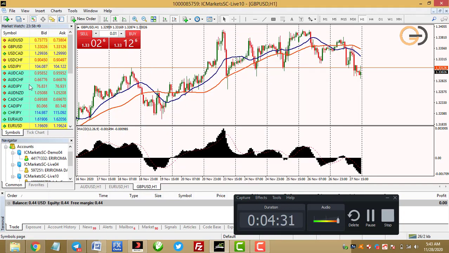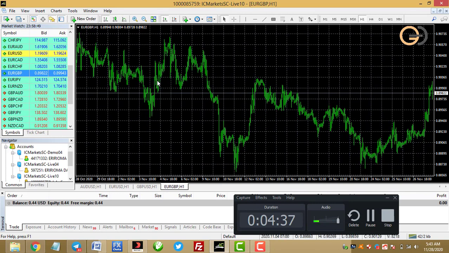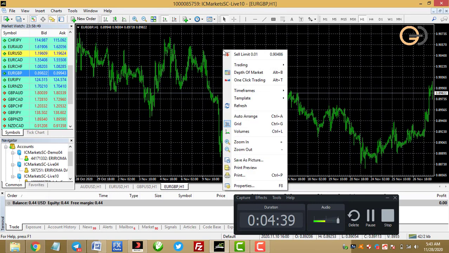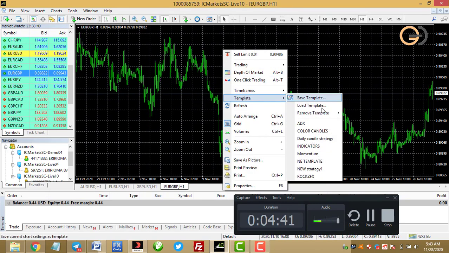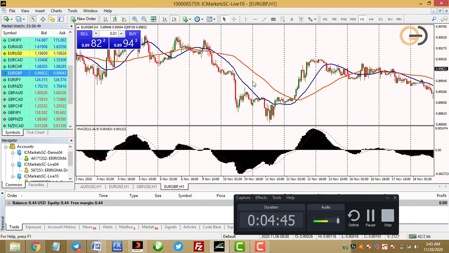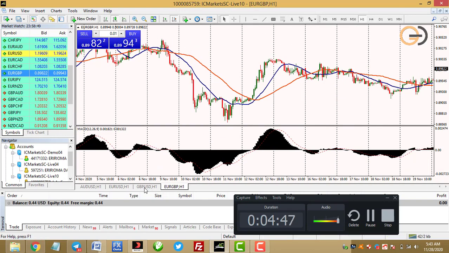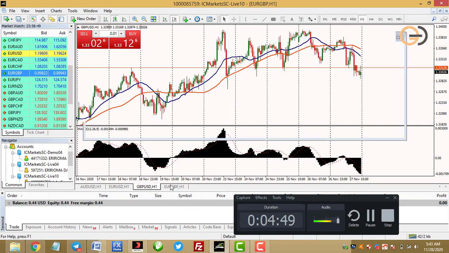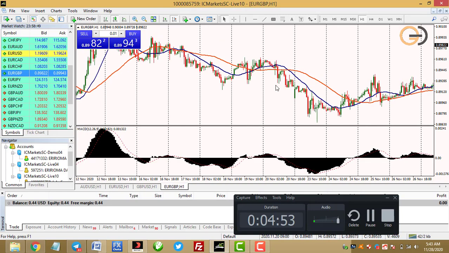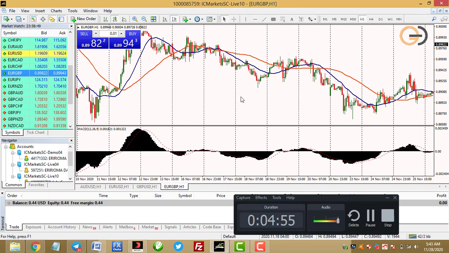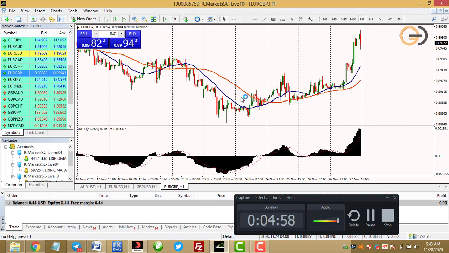For example, you want to trade another currency pair like Euro GBP. You can open the chart window, and then you right click on it, you go to template, and then choose the indicators. All right, so you just have it directly on the chart the same way you will have it here on the other one. Okay, so that is how we save our charts to use the indicators.